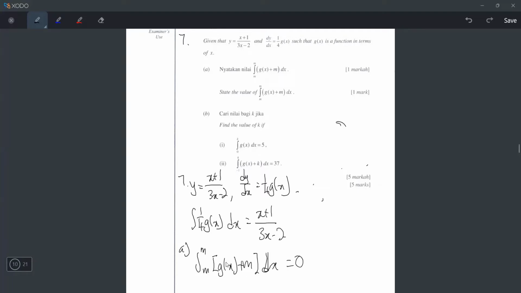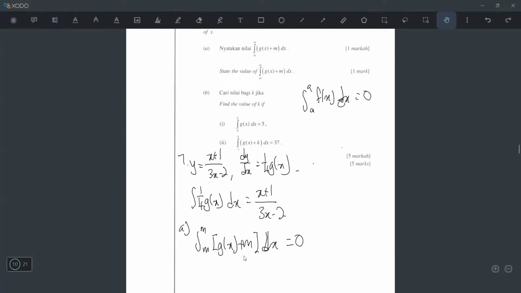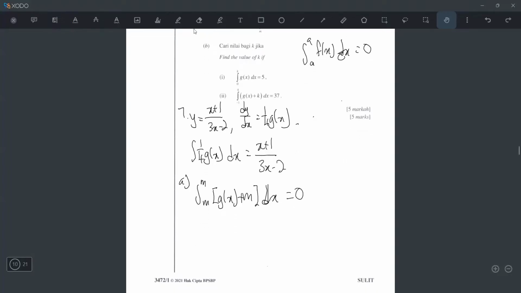You don't have to waste time doing all that working, because in the properties of definite integral, if the number is the same here, like integrate a to a f(x) dx, it will automatically equal 0. If the limits are the same, you don't have to do anything, the answer is automatically 0. Even if you expand everything, you also get 0 in the end. Okay, no need to waste time. All right, the answer is just 0.